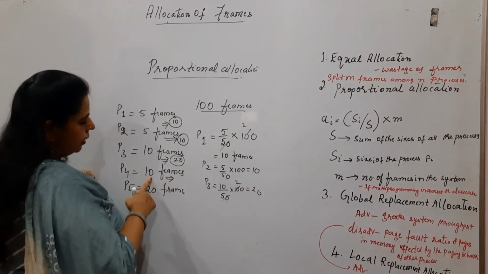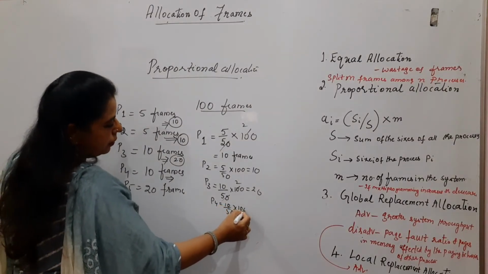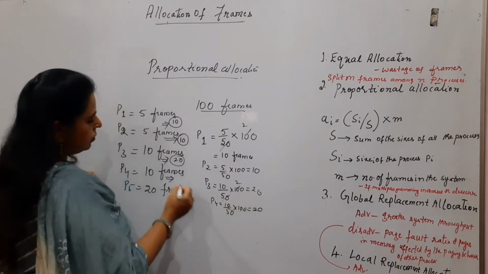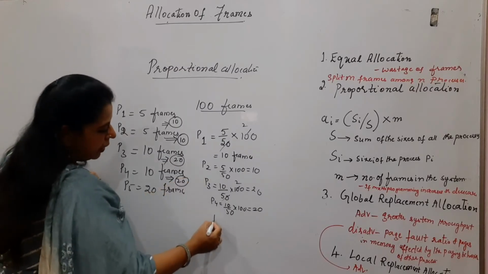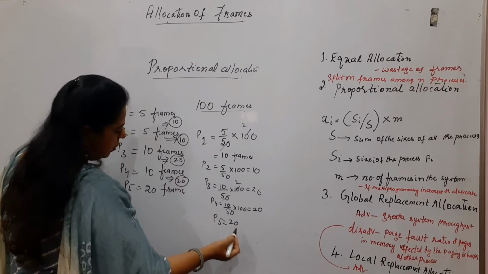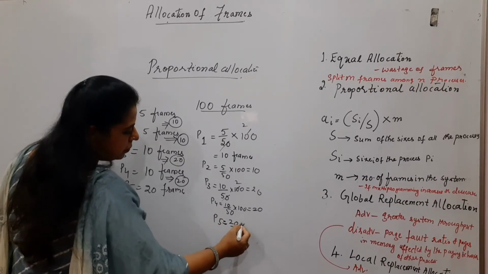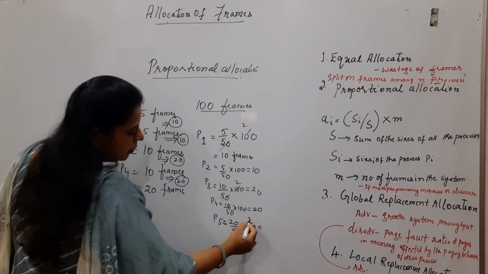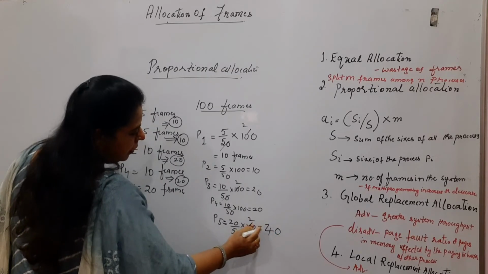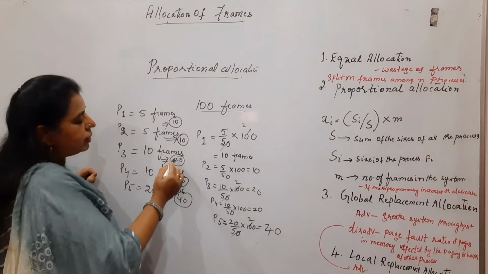P4, you can check here. It also needs 10 frames. 10 divided by 50 into 100, so it also gets 20. What about P5? P5's size is 20, so for that size of the process, 20 frames are needed. 40 frames it will get. P5 will get 40. Fine. So 10, 20, 40, 60, 80, 100.